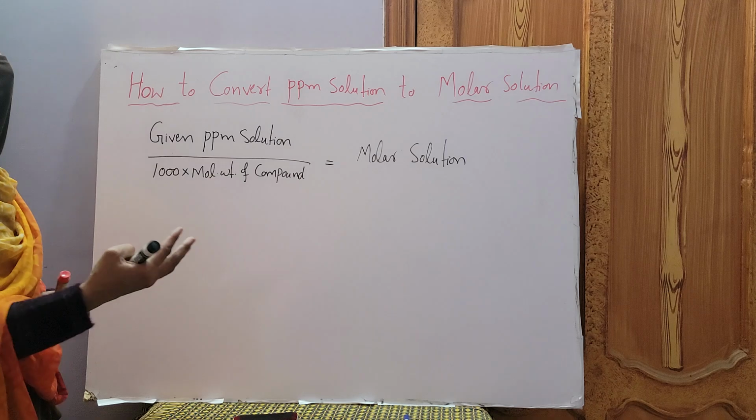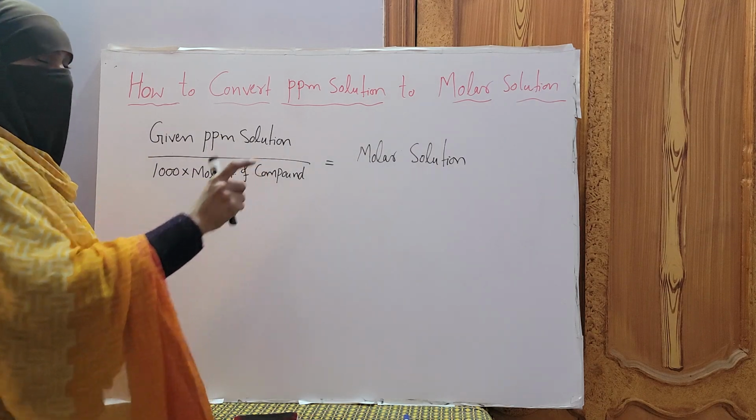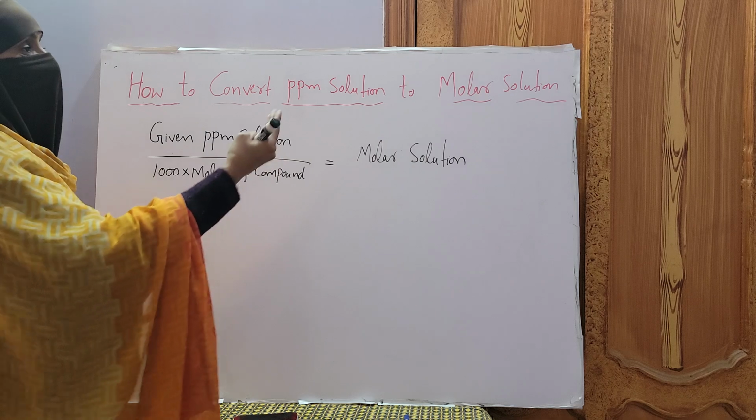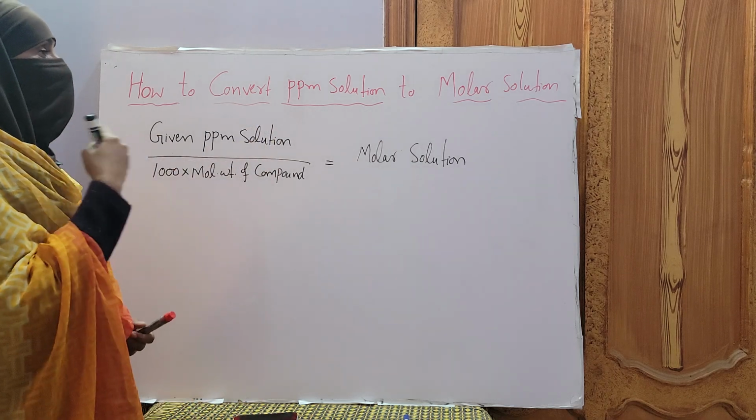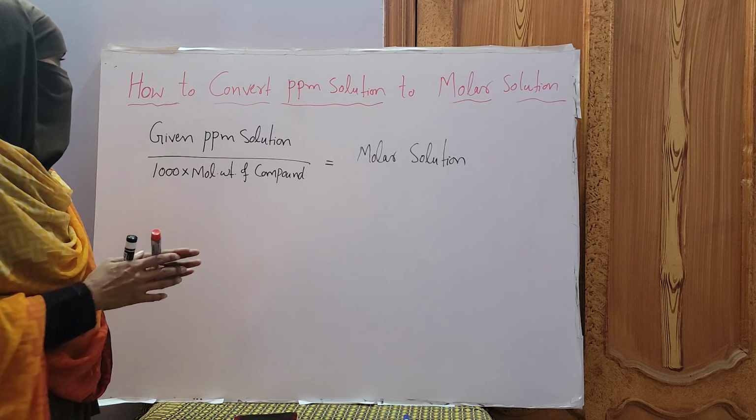Say you have a parts per million solution in your laboratory and you want to know its molar concentration, or you have a molar solution and you want to convert it into a parts per million ppm solution. Then what will be the formula?